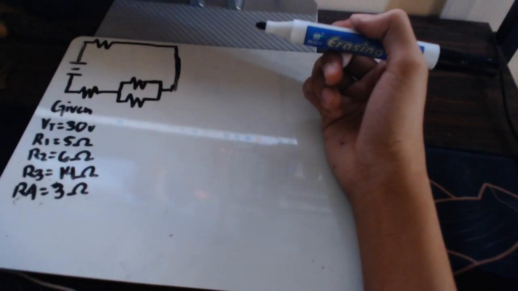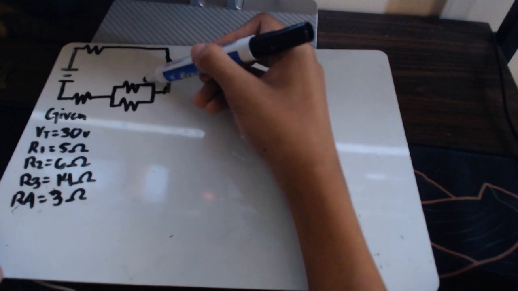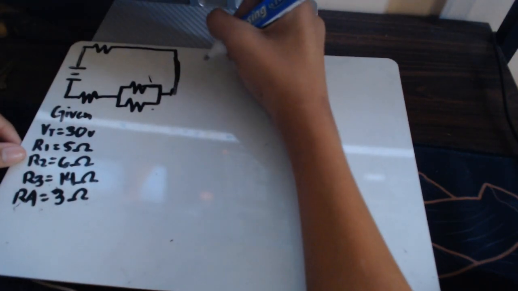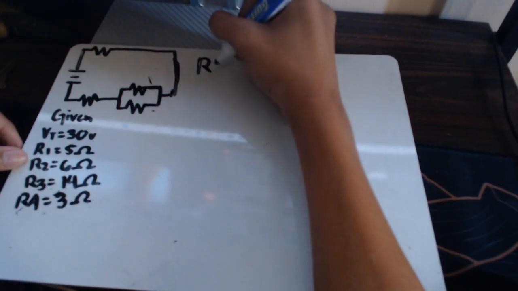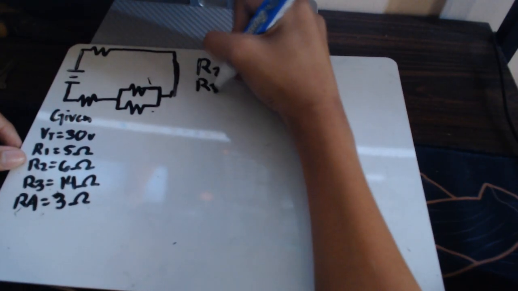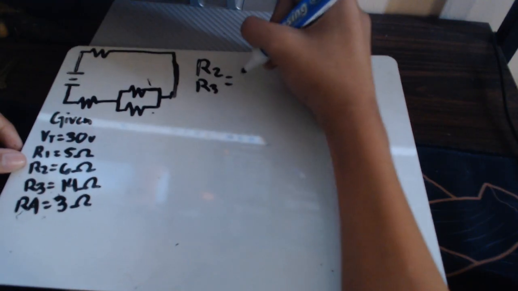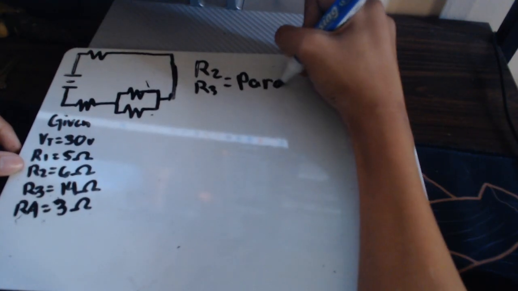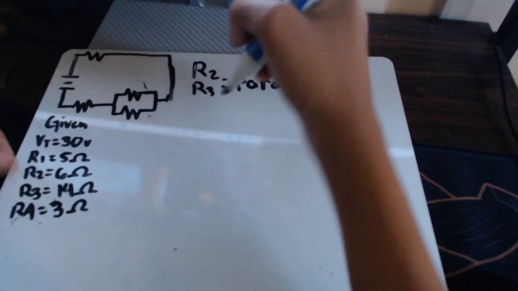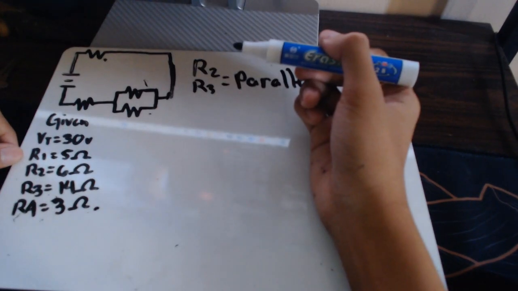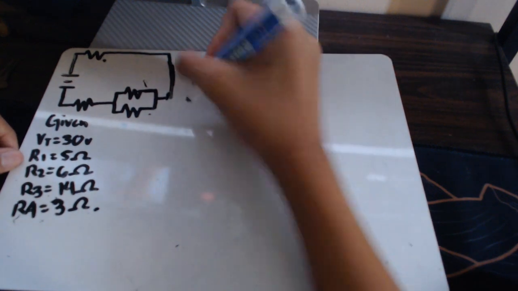now let's go to solving our circuit step by step. First, let's identify the connections. R2 and R3 are connected, so therefore they are parallel. And R1 and R4 are in series because they only have one path.